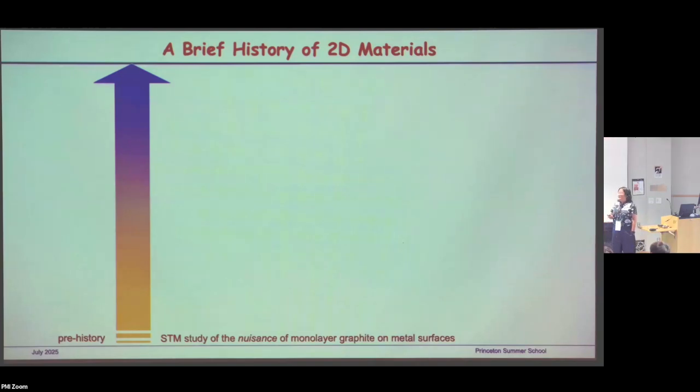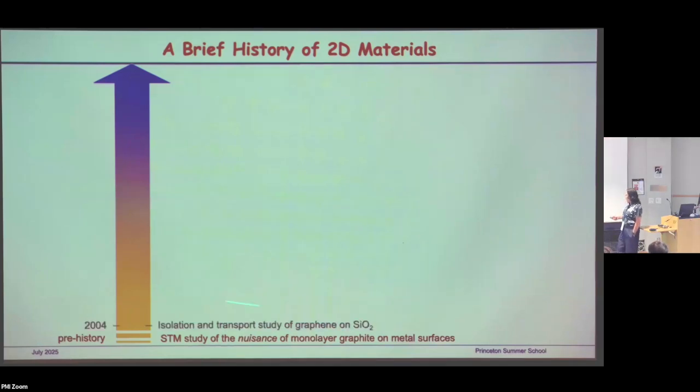What year was that? Oh, I don't know, probably in the 80s. There were actually a bunch of studies in the 80s and 90s. They all thought this was just annoying, so they didn't really want to study monolayer graphite. They wanted to get rid of it. So yes, feel free to ask me questions during the talk. Yeah, one man's trash is another man's treasure.